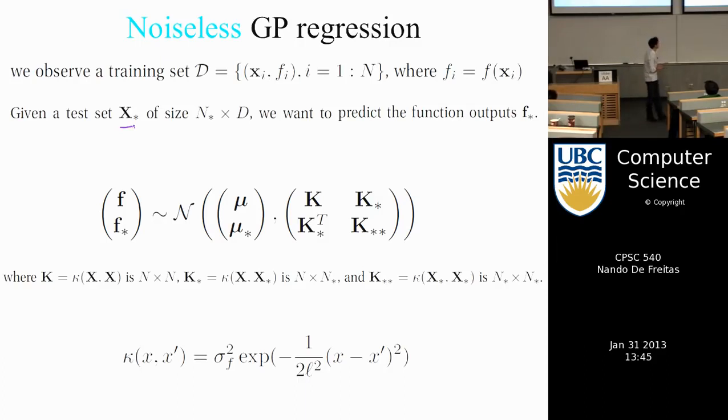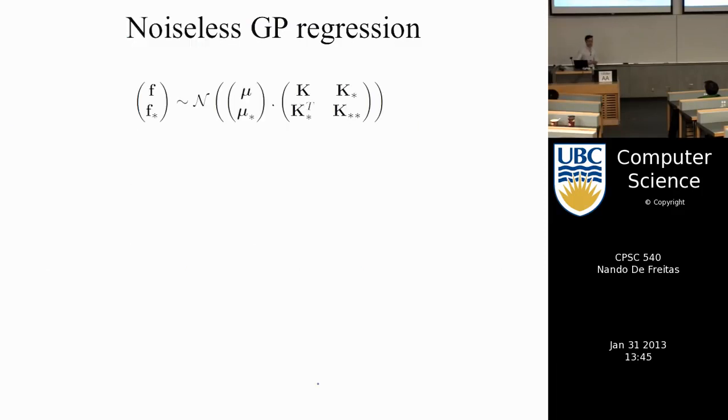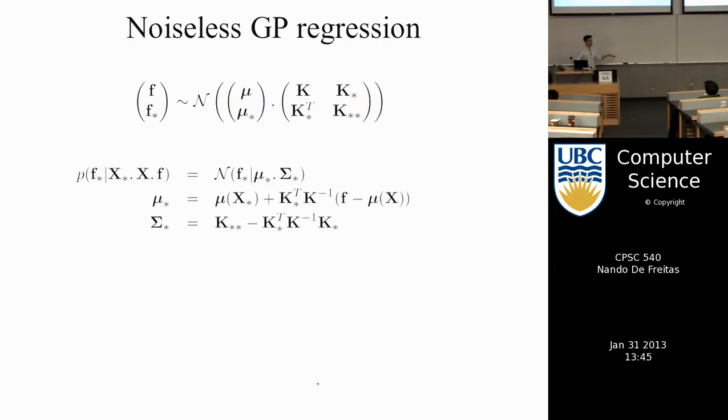Once you have that, then you know that f and f star are a joint vector that comes from that multivariate Gaussian. As before, we use some kernel. And here you can see that I've started introducing parameters that change the kernel. And if you have that multivariate Gaussian, we use our theorem, we get the conditional.